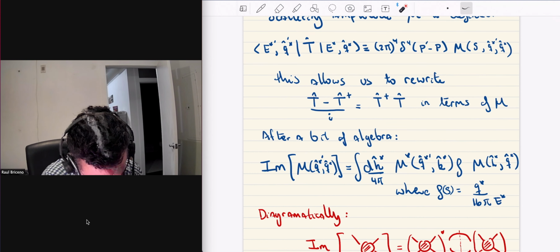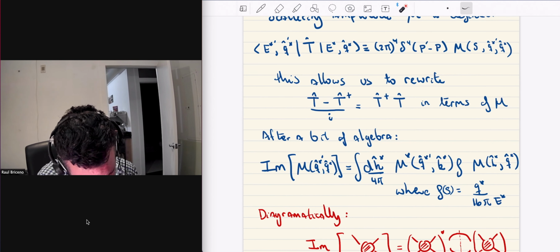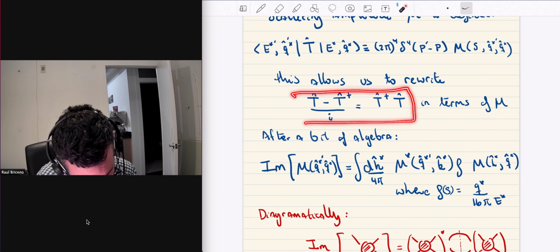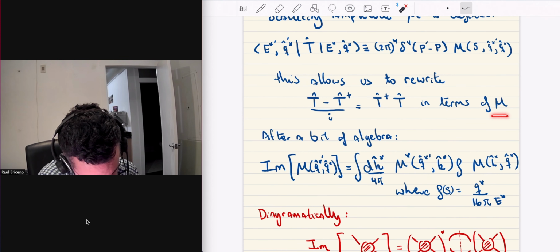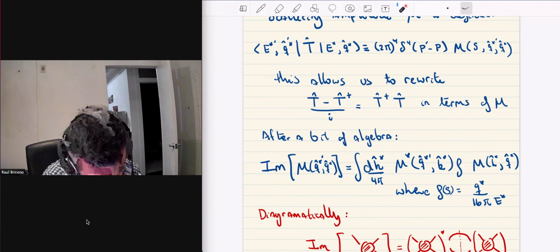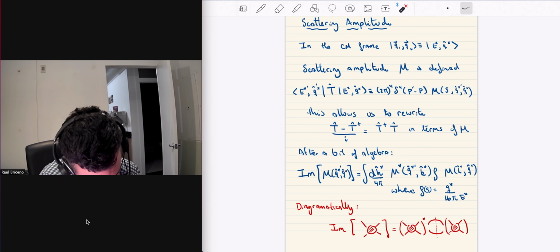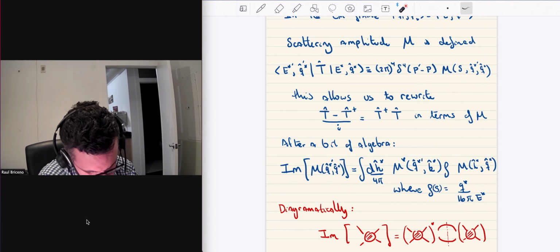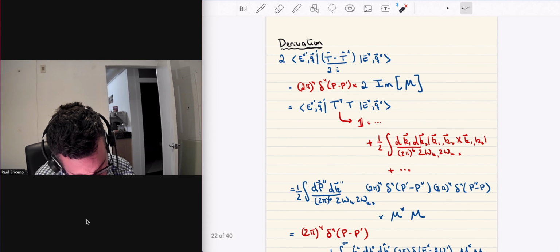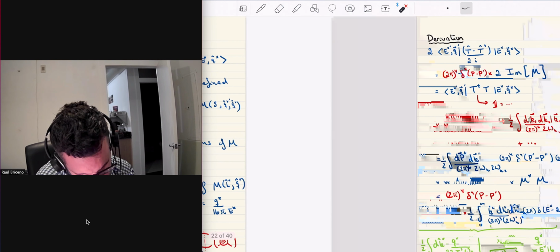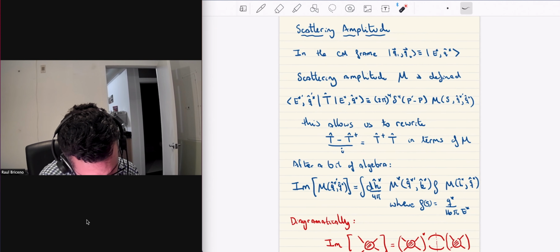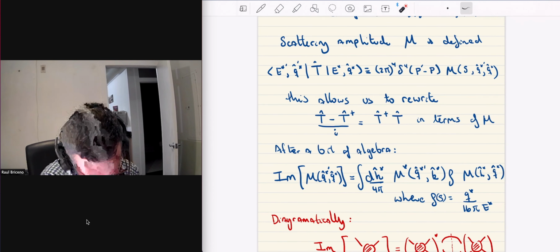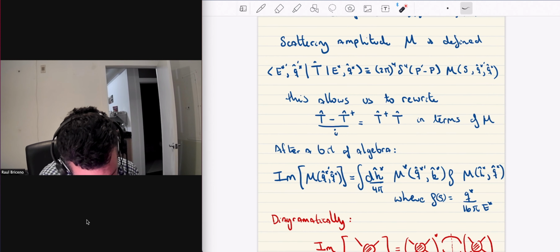Okay, so this then allows us to rewrite this unitarity condition in terms of the scattering amplitude. And so if we just proceed to evaluate, I'm just going to write the condition. I have a sketch of the derivation in the back, which I'm not going to bother you with because it starts to get a little too cumbersome, but I left it there for you.